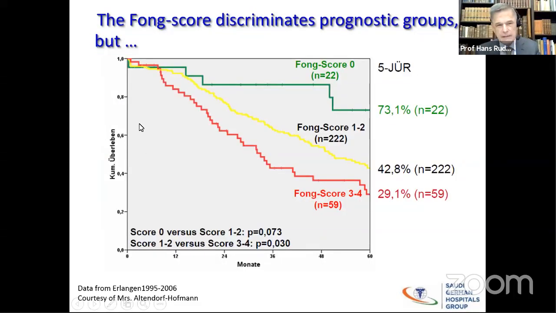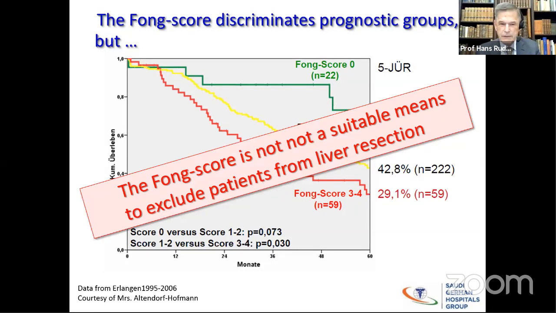And you can see in that slide, which I got from Frau Altendorf-Hoffmann, that the Fong score discriminates the prognostic groups quite well. Group 1, 2, and 3 is the worst, but even the worst group with the worst Fong score has a 5-year survival rate of 30%. And that means that the Fong score is not a suitable means to exclude patients from liver resection. You can use it to estimate probability of survival, yes, but you should not say, a patient has a Fong score of 4, then we won't operate on him. This is not justified from those data.